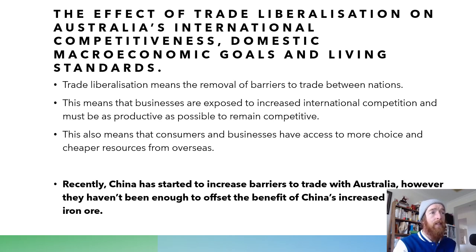So the main thing with this recently is China has been increasing barriers to trade with Australia. So tariffs on barley, wine, etc. try and hurt our trade relationship, as we accused them of being the basis of COVID, basically. But this hasn't been enough to offset the benefit of China's increased demand for iron ore in the economic recovery, because they need that to make steel. So therefore, China's growth has benefited us anyway, even though they are putting up barriers to trade.